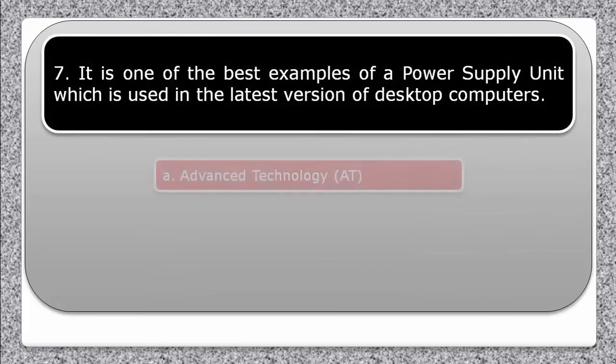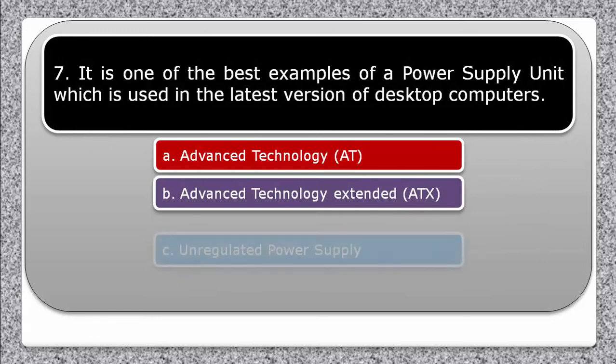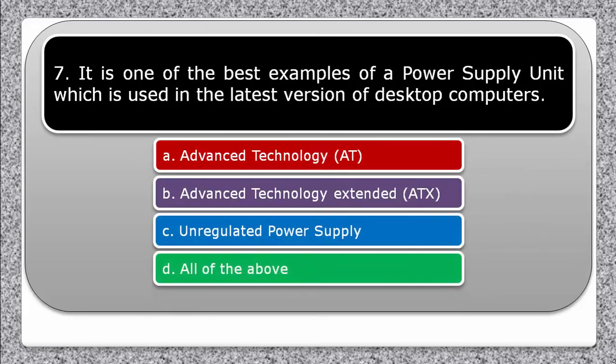Number 7. It is one of the best examples of a power supply unit which is used in the latest version of desktop computers. Letter A, advanced technology. Letter B, advanced technology extended. Letter C, unregulated power supply. Letter D, all of the above.